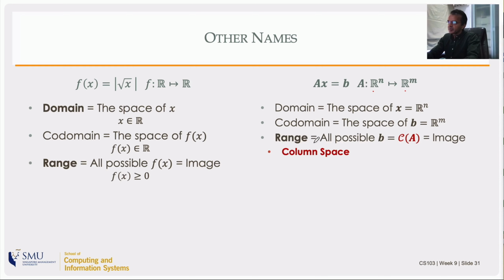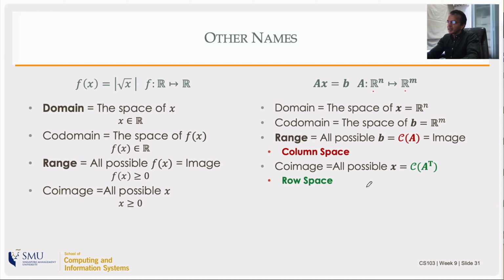Similarly, in our case, you can get only the column space, nothing else. No other vector in Rm is accessible by this transformation. There may be other vectors, but not accessible. Co-image is all possible values of the input. In this case, you cannot take a negative value of x because you cannot take the square root. So similarly, in the case of Ax equal to b, row space is considered the co-image.